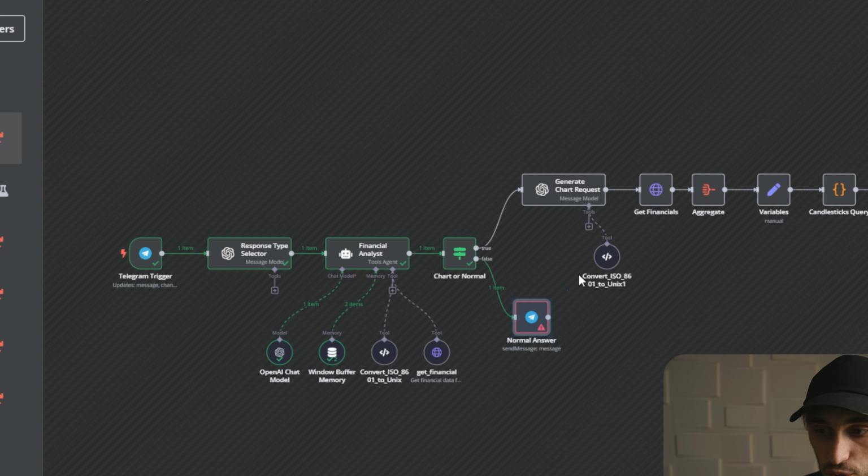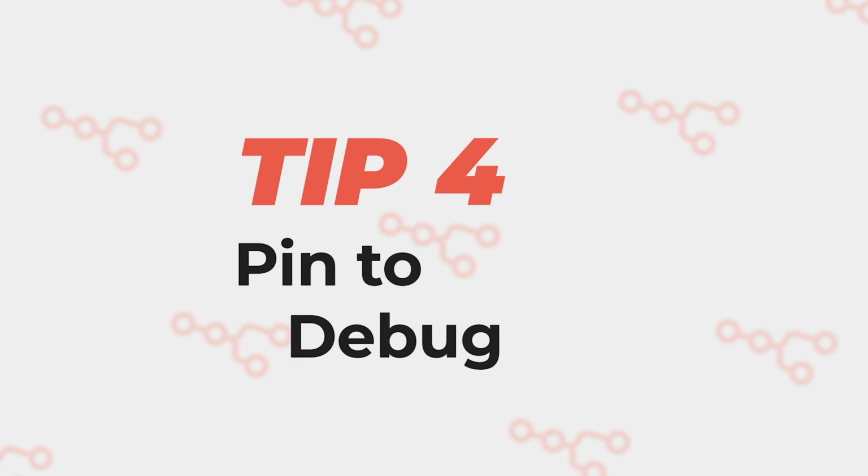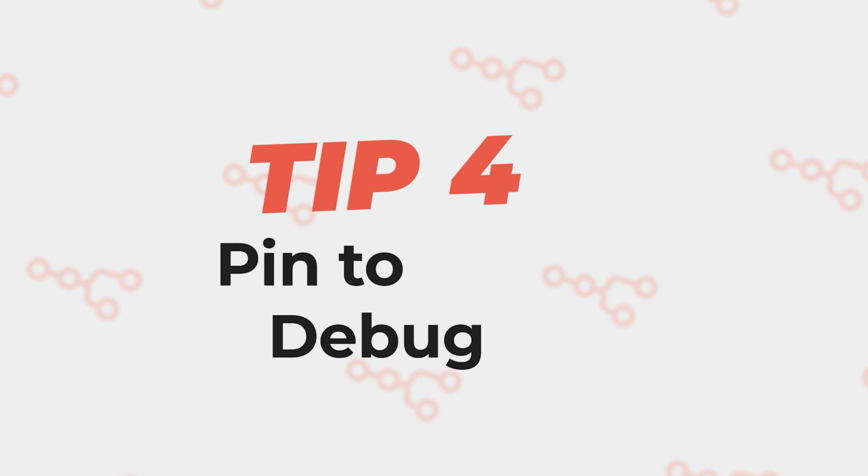Tip number 4 is to pin your execution data so that you can see what went wrong and you can map in the correct variables and fix things.